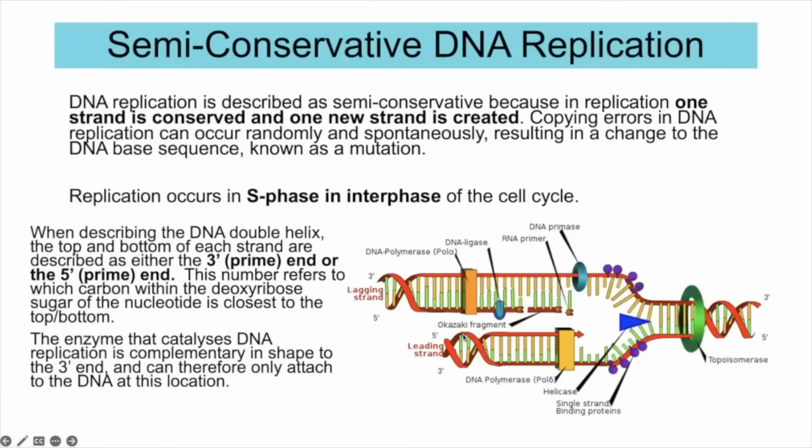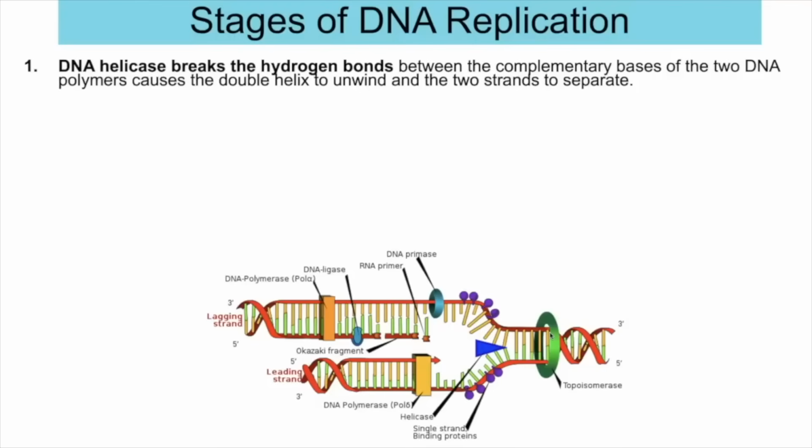The enzyme that catalyzes DNA replication is complementary in shape to the 3' end. And that is the relevance of this to semi-conservative DNA replication. That enzyme can only bind at the 3' end of a chain, and then it will move along towards the 5' end. So the key stages in DNA replication are, first of all, the enzyme DNA helicase breaks the hydrogen bonds between the complementary bases of the 2 DNA polymer chains, and that causes the 2 chains to separate apart.